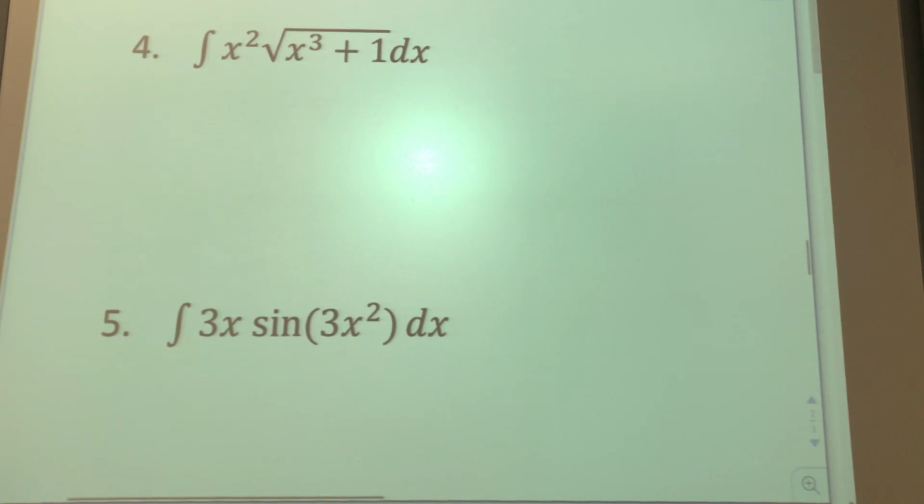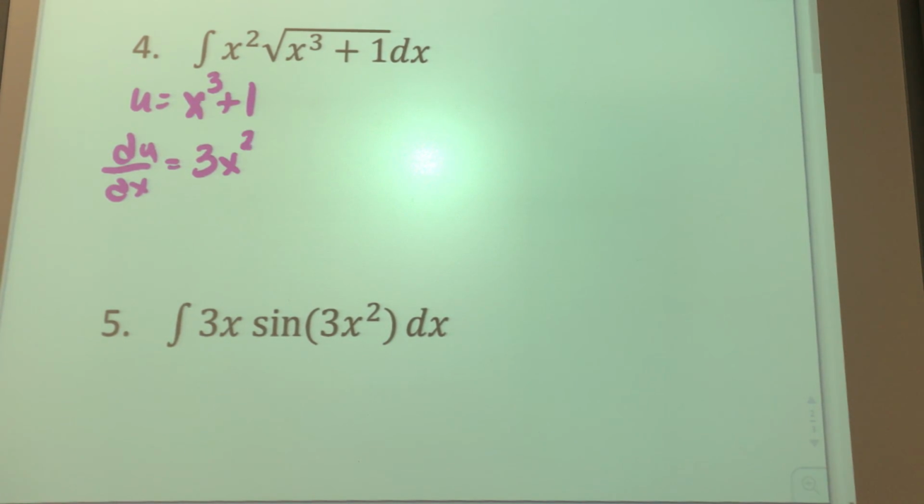Okay. So this next one, our inside function is going to be x cubed plus 1. The derivative of that with respect to x is 3x squared. Now you can see in the integrand that you already have your x squared. So I need a 3, so I would multiply by that 3 and counteract that by 1/3 multiplied on the outside.